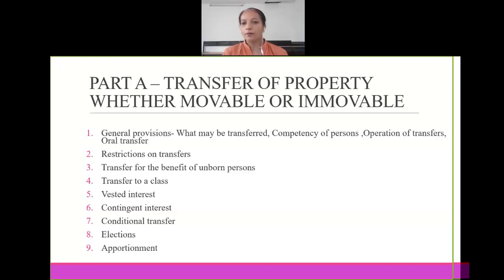Now, students, knowing what we mean by the term unborn person is important. An unborn person is a person who is not yet conceived. Then whether a property could be transferred for the benefit of such an unborn person, and if yes, under what circumstances and keeping in mind what principles, is to be studied by us under this head. Next is transfer to a class. Next is vested interest. Whenever we transfer a property to another person, that is to say the transferee, he gets a kind of interest in that particular property.